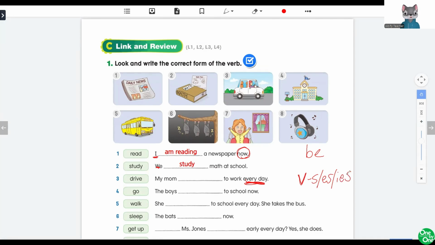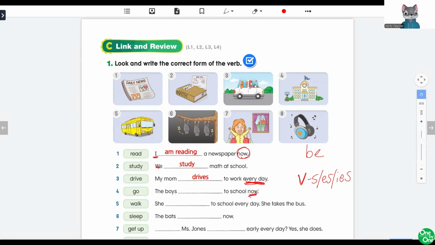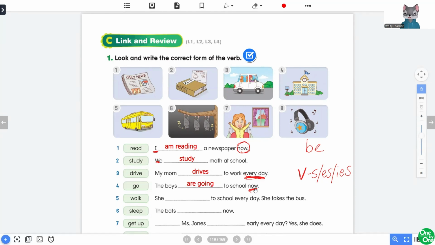So let's try this. My mom. drive 뒤에 ed니까 뭐가 들어가야 되지? drives. We need a S at the end. Fantastic. The boys. Oh, you see the now. So what do we need to use? The boys. 한 명보다 더 많은 거니까 어떤 be verb를 써야 되지? The boys are going to school now. Very good. Fantastic.